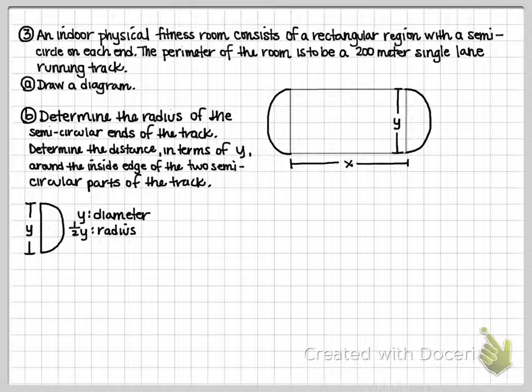Determine the distance in terms of y around the inside edge of the two semicircular parts of the track. All right, so I think I'm just going to pull the two semicircle parts together because that's really what we're looking at here. So there's one end. Here's the other end. So now what I want to do is piece these together because I want to go all the way around it. So let's turn this into just a full circle.